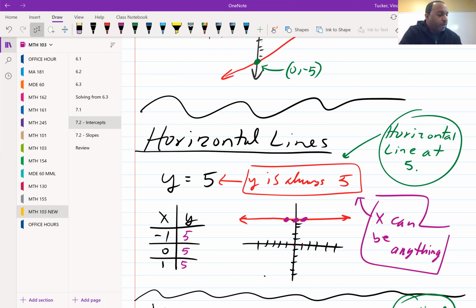Once again, y equal to 5 means that y has to be equal to 5. It's going to always be 5, no matter what your ordered pair is. But x can be anything. And if that's the case, you'll have a horizontal line at 5. So no calculation, just observation.